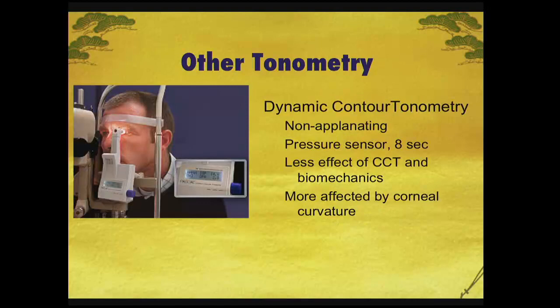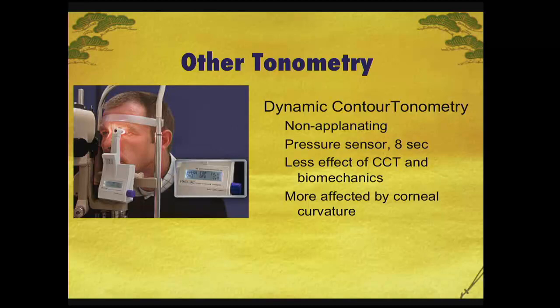There are many different tonometers now on the market, and they all have their own unique attributes. The dynamic contour tonometer, which is pictured here, is non-applanating. So it doesn't actually push on the cornea. It has the shape of a cornea, and so it matches the cornea's shape, and somehow it is able to measure the pressure once the shapes are matched.